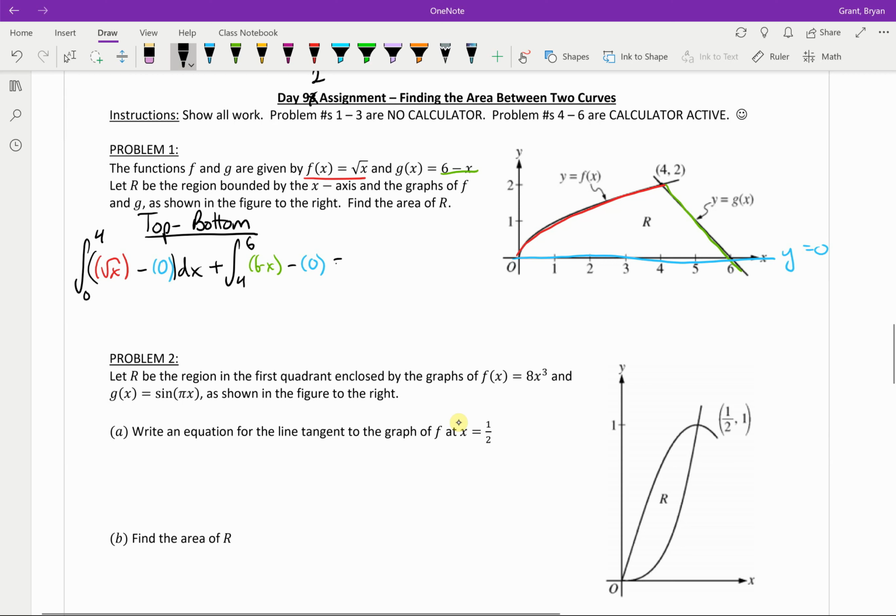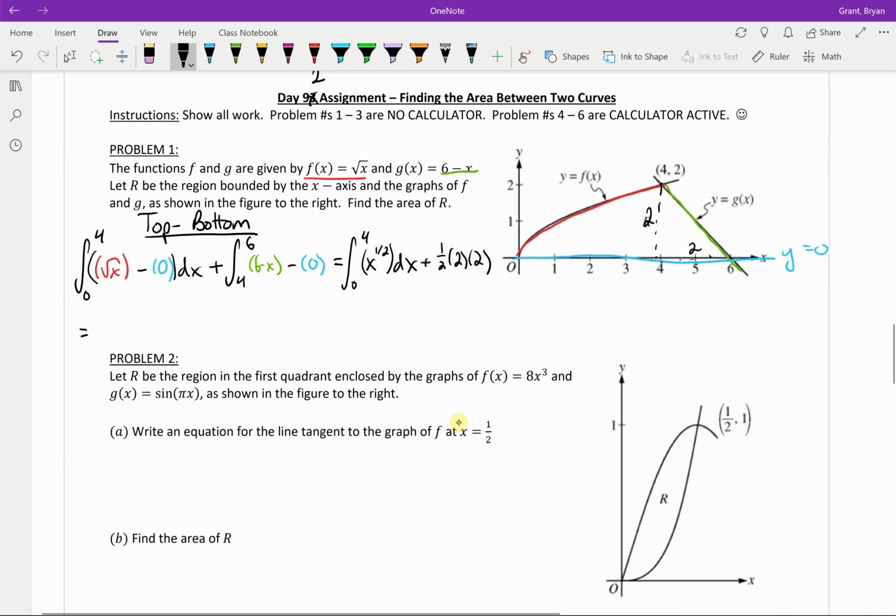So as we finish this out, top minus bottom, let's simplify this a bit. The first one I'm going to have to integrate from 0 to 4. If I simplify the inside, that's just x to the 1/2 dx. And then I have to add on a second integral, but if the integral is just measuring this last little area, let's be clever here and realize that this area is just a triangle. Our triangle has a base of 2, a height of 2, and so the area of the triangle should be easy: 1/2 times the base times the height.